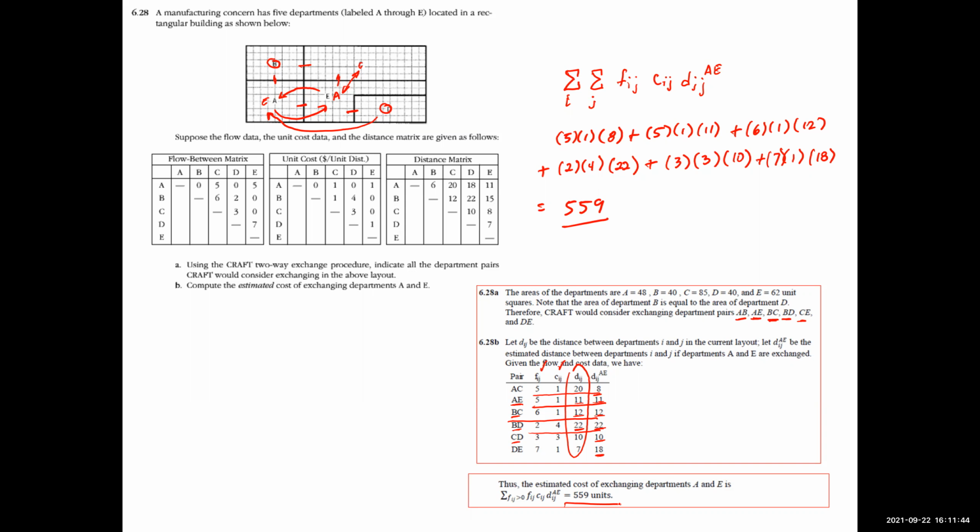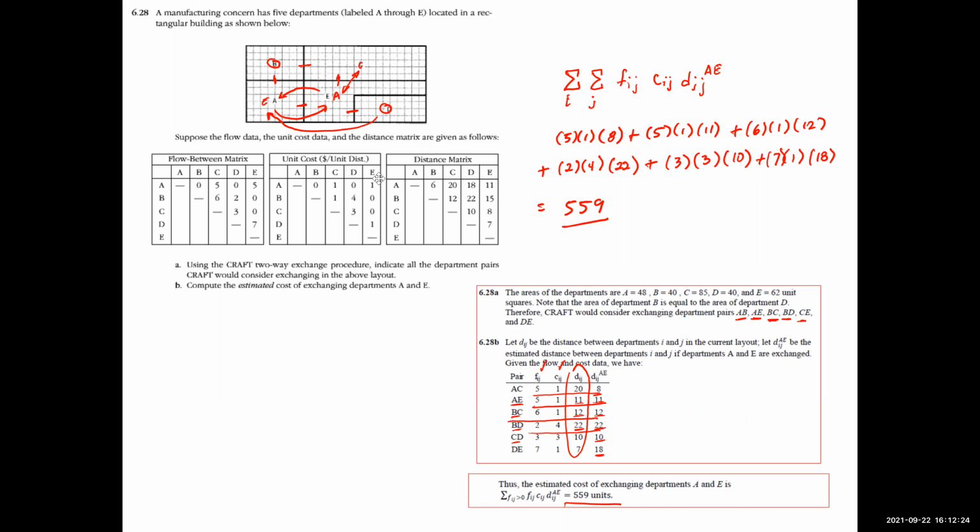Sorry, let me move this. Okay, so we have the information given. We do the swap and we update the distance for only the departments that are affected by the swap. Those that are not affected are not going to change distances. And after that, we just compute the cost for the transportation, associated with the flow and the new distances.